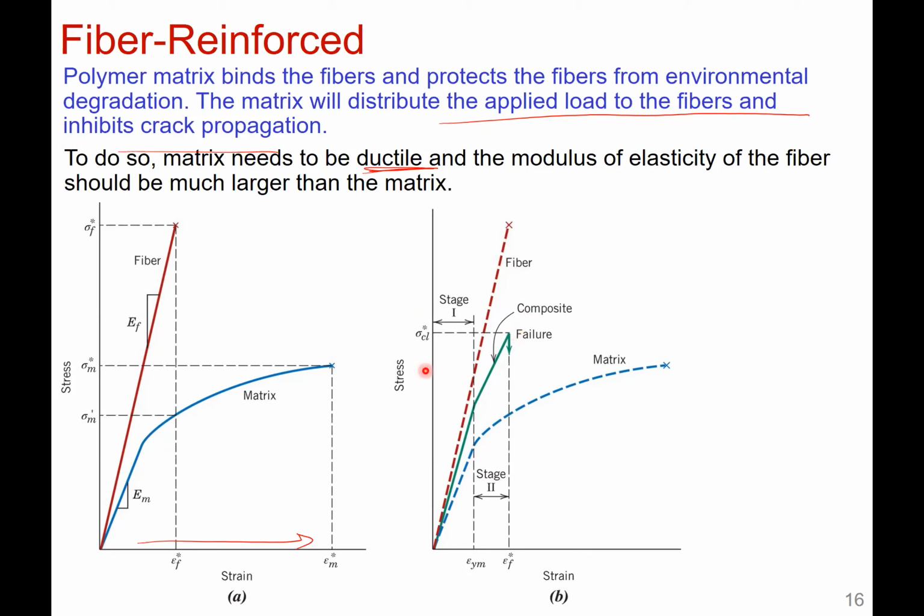But first, everything will deform elastically, and then there will be a stage 2 where the matrix will start to deform plastically, and then up to the point where you experience fracture strain. That's when your composite is going to fail.